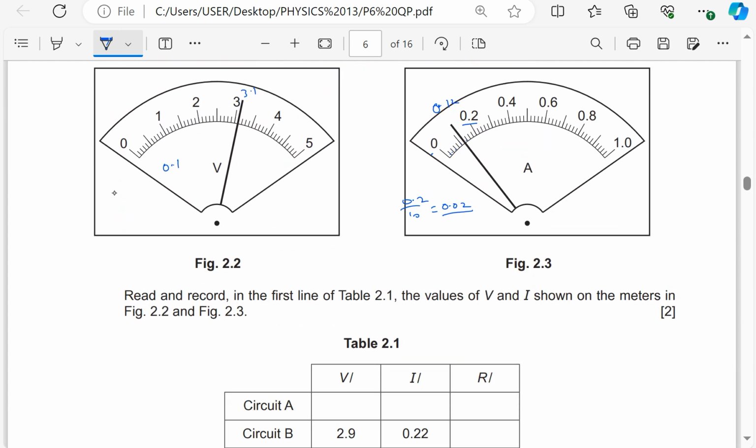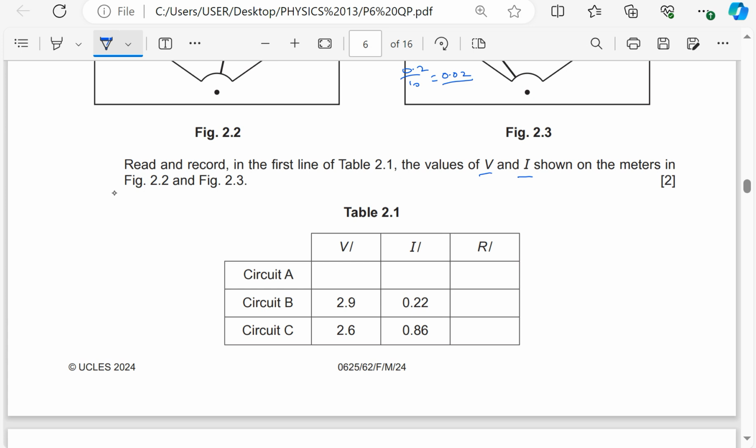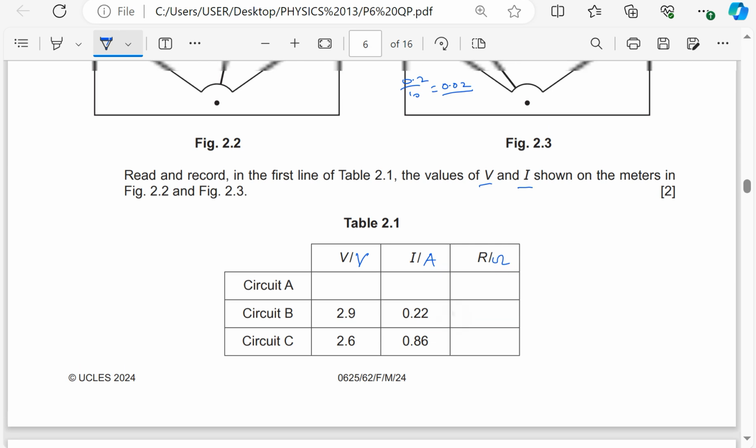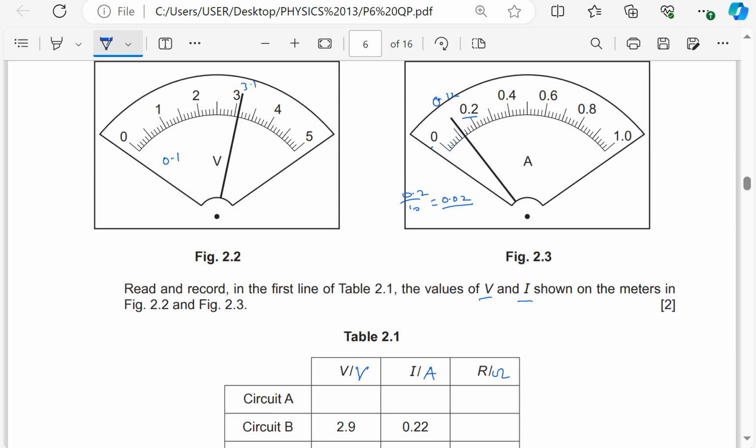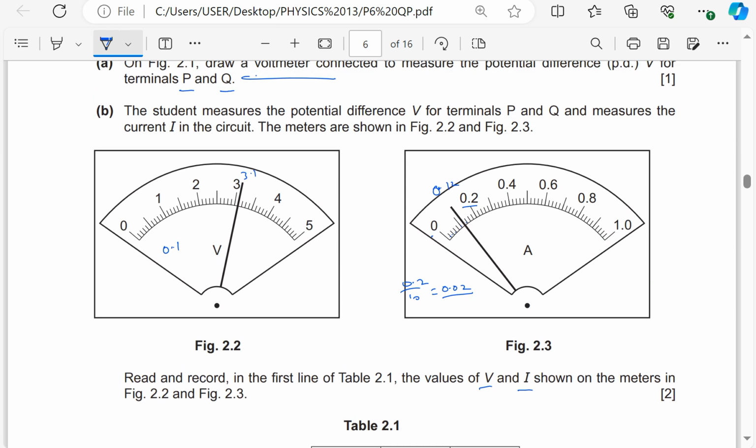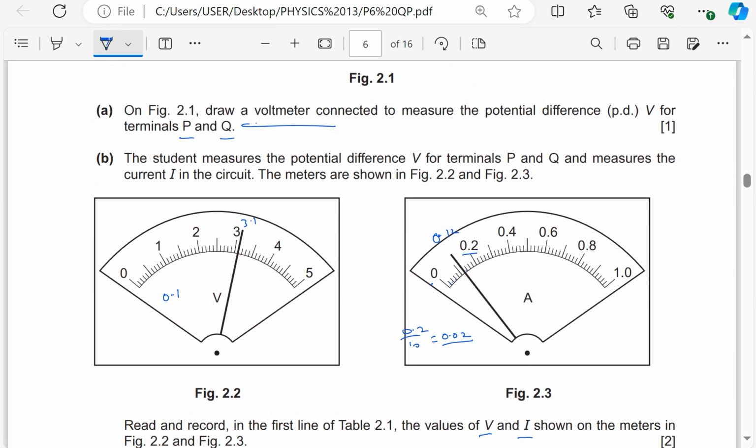Read and record in the first line of the table the values of V and I shown on the meters in the figure. Of course, V is measured in volts, current is in amperes, resistance is in ohms. So circuit A, the meters are shown in the figure. The student measures the PD V for points P and Q.